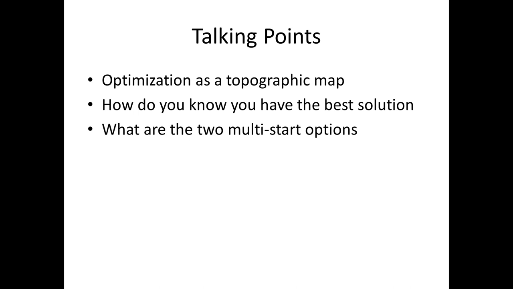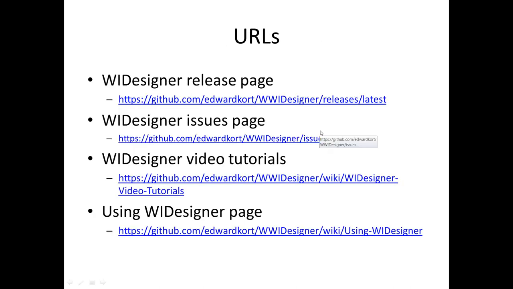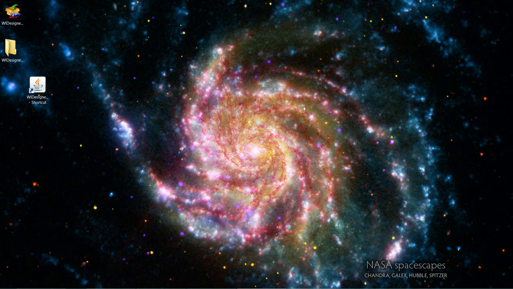So that's what multi-start optimization tries to do. It gives you various points where it starts the optimization to find that lowest point. And so I'll discuss how do you know if you have to use it, and then a couple of scenarios on actually using it. So let's bring up the program.